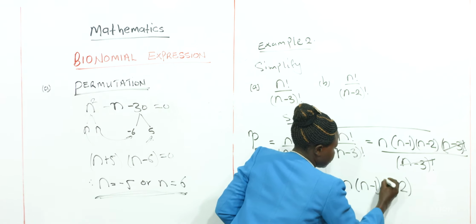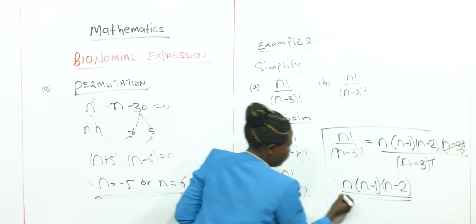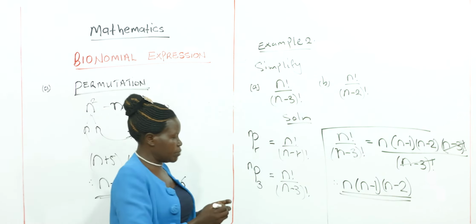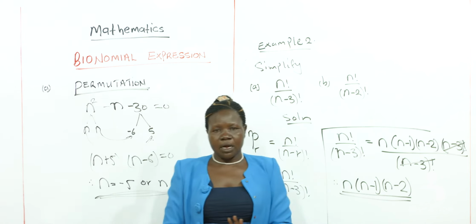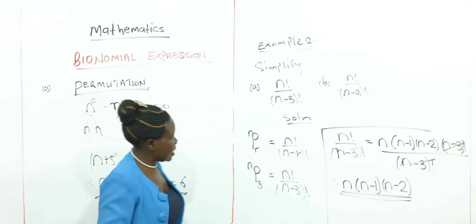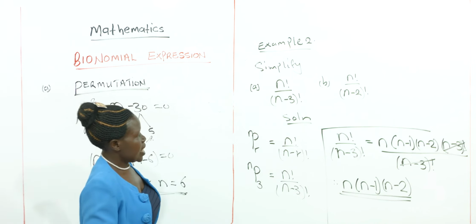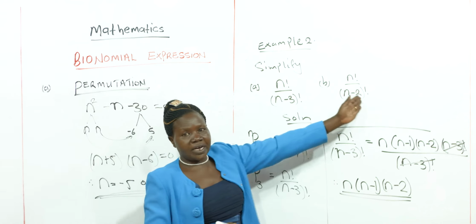Dear learners, you'll stop there as your answer. If they ask you, just simplify. Simplify, that is what the examiner requires from you. And then when we come to part B, dear learners, from this example, you can work out part B.